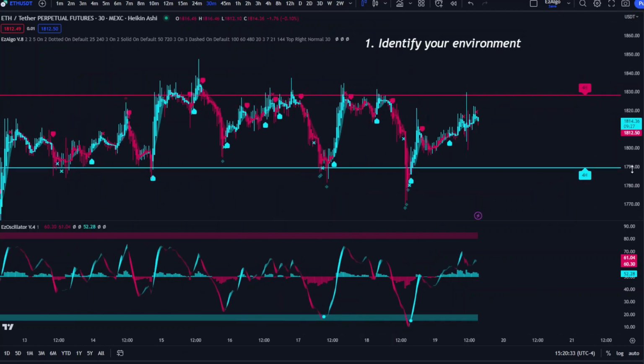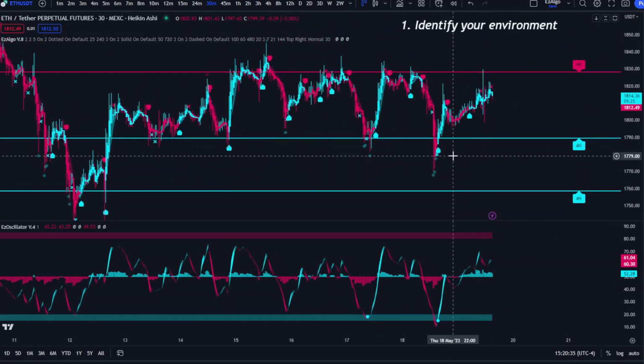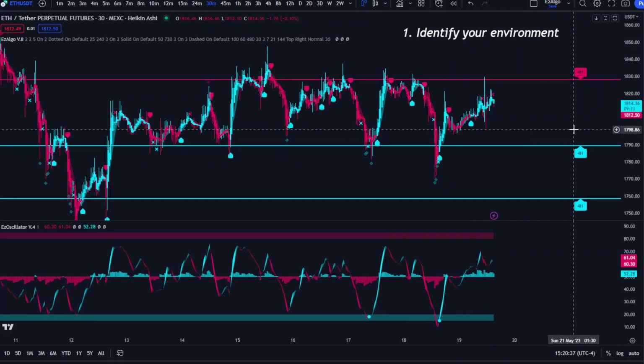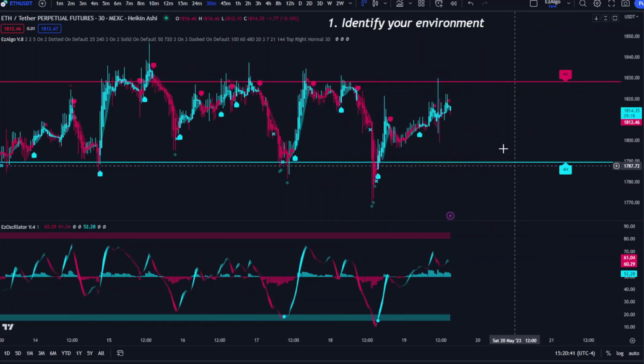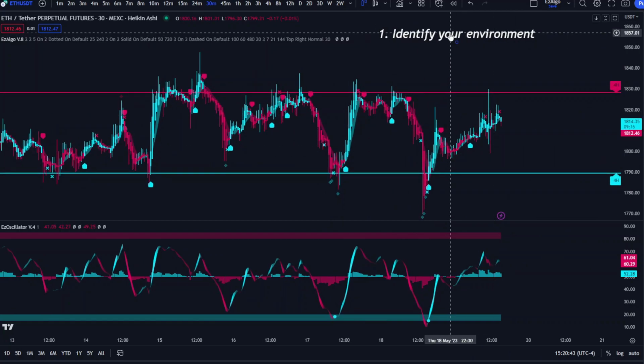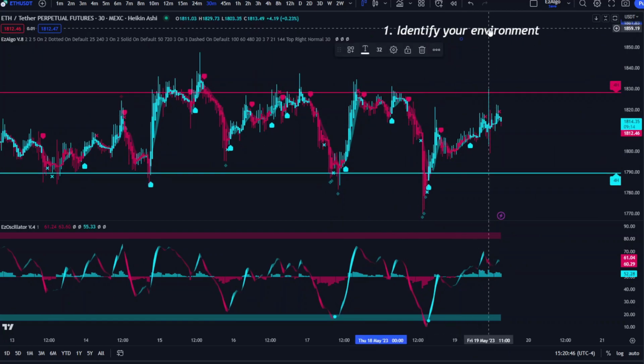But I really like these 4-hour levels and how clean they are, right? Super clean. Makes it super easy for me to tell what's going on in the chart, right? I know exactly where I want to sell. I know exactly where I want to buy. So that's the first step, right? Identifying your environment, where the major support and resistance levels are, and having a plan in advance.